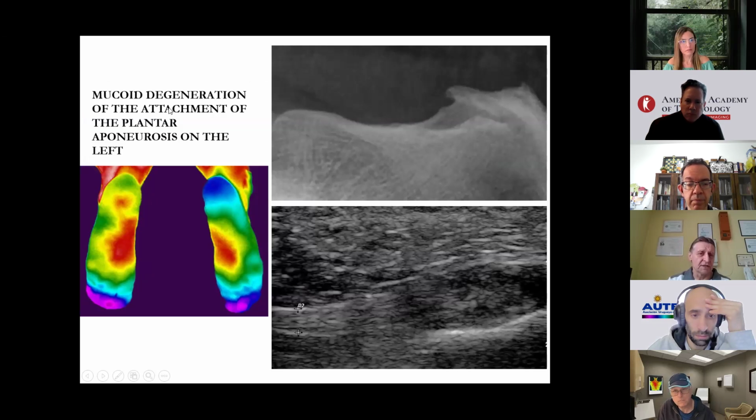Mucoid degeneration of the attachment of the plantar aponeurosis on the left side. Also, here is calcar calcanei plantaris on X-ray and also on sonography, but the main problem is degeneration of the insertion of plantar aponeurosis, which you can see here as enlargement and filling with mucoid foci. And as a consequence, increased temperature activity on thermography.